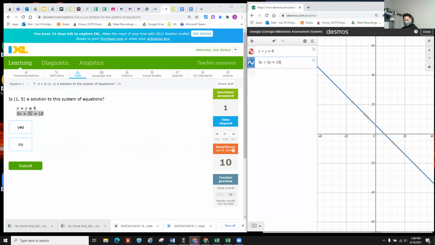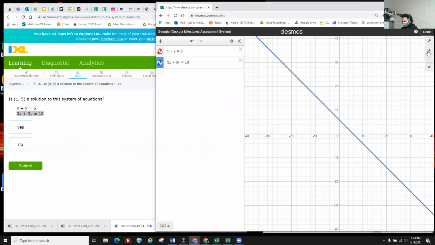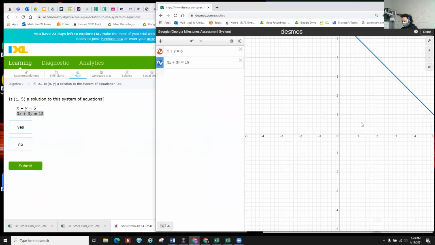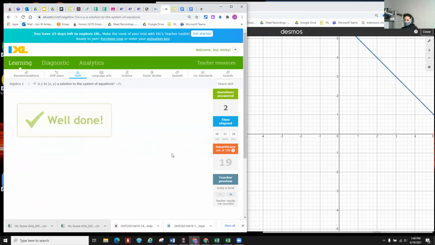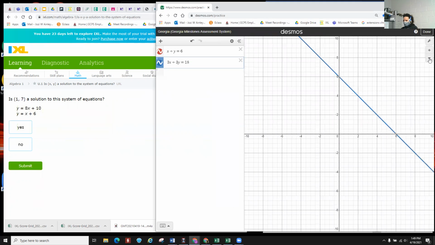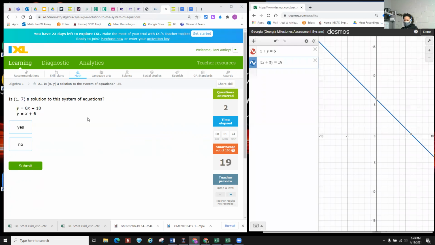So I'm just checking the point (15, 15). So I'm going to make my graph right here, and I'm going to look at (15, 15). Is that on the graph? It is. So yes, that is a solution. Zoom out. So just have your Desmos calculator ready to go, and all of this is just a matter of using your Desmos calculator to complete your work.